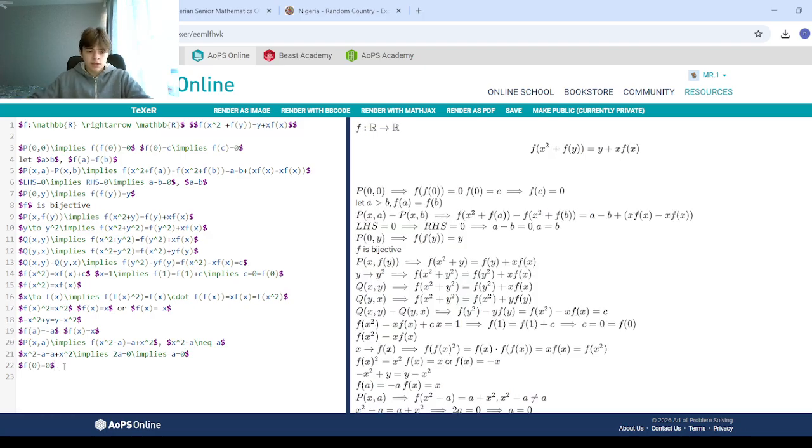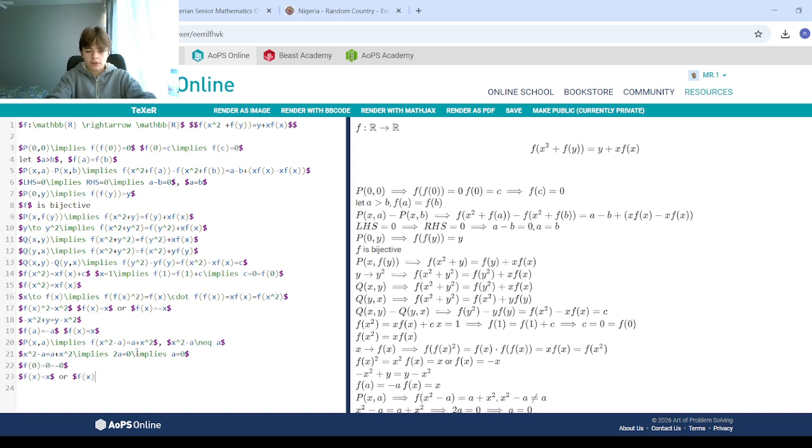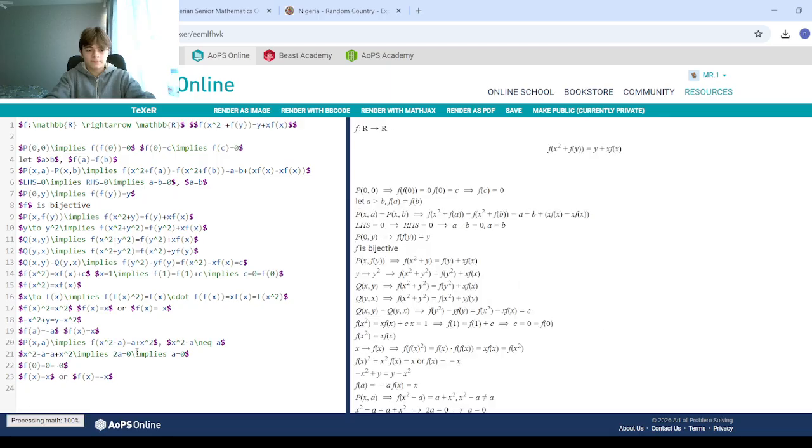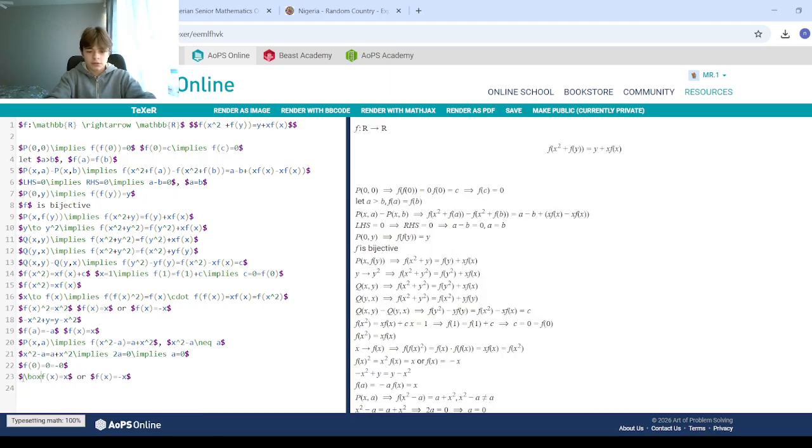And we know that f(0) is 0, so this is not a problem for us, because f(0) is equal to 0, which is equal to −0. So with that being said, we have two answers: f(x) is equal to x, or f(x) is equal to −x. And this is our answer.